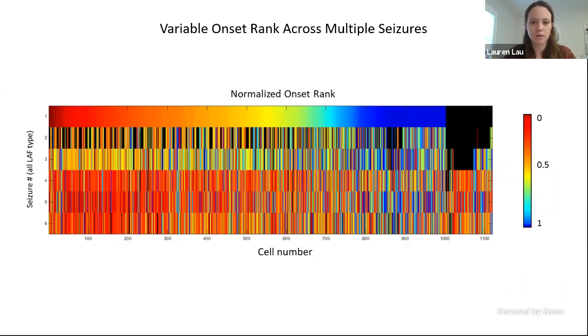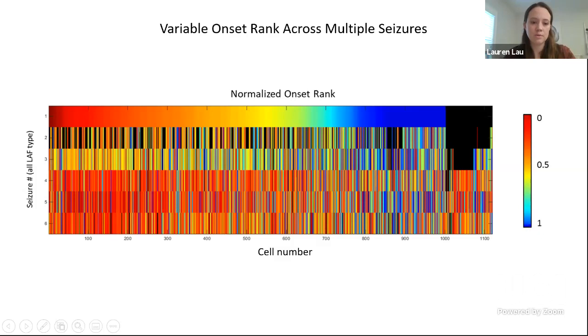So this is showing the onset rank of neurons across 6 different seizures. In this case, seizure 1 is our reference seizure. So they're sorted by the onset here, so we have the earliest activators down to the latest activators. And the black bars are for neurons that were not detected by the automated ROI selection in that given seizure.